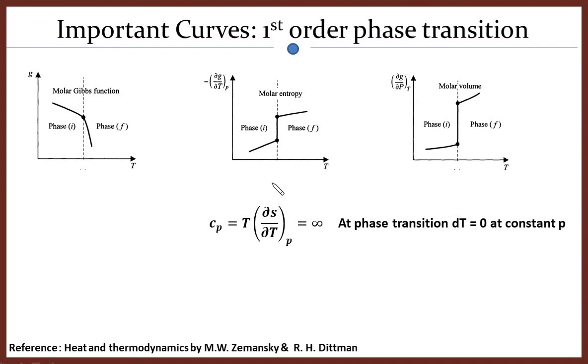Now we can see other properties like Cp, the specific heat at constant pressure, which is given by T del S del T at constant P. At constant pressure, the change in temperature will be 0. Why? Because if pressure is not changed, then the temperature at which the phase transition occurs will also not change. Therefore, at constant pressure, this del T will be 0 at the onset of phase transition. And if this is 0, then this whole term will be infinite.